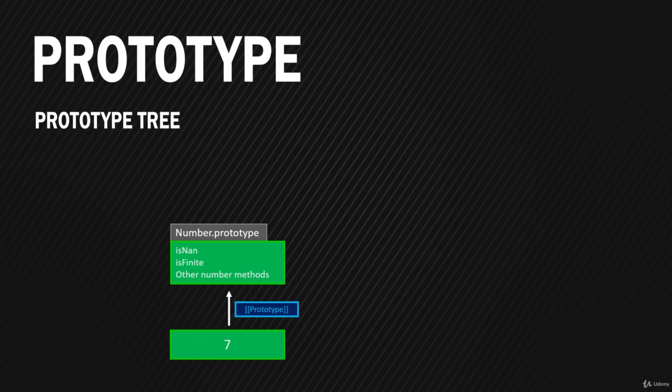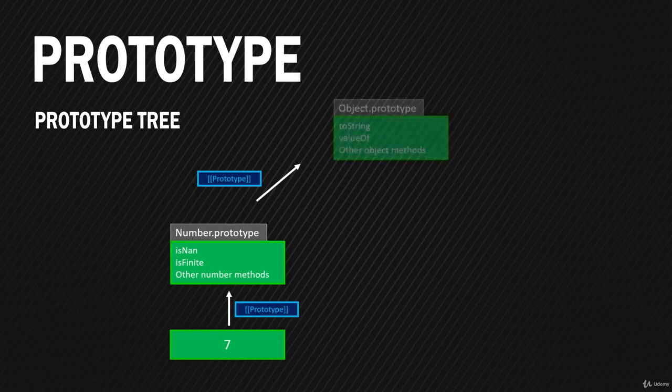But now let's look at the Number prototype. What's its __proto__ going to be? Its __proto__ is going to be the Object prototype. And that's why we've got other methods and properties like toString and valueOf. And this is almost the overarching Object prototype that is accessible from all other objects in JavaScript.